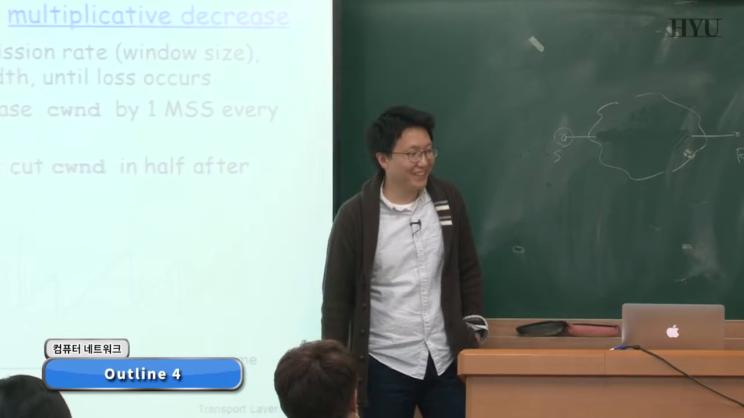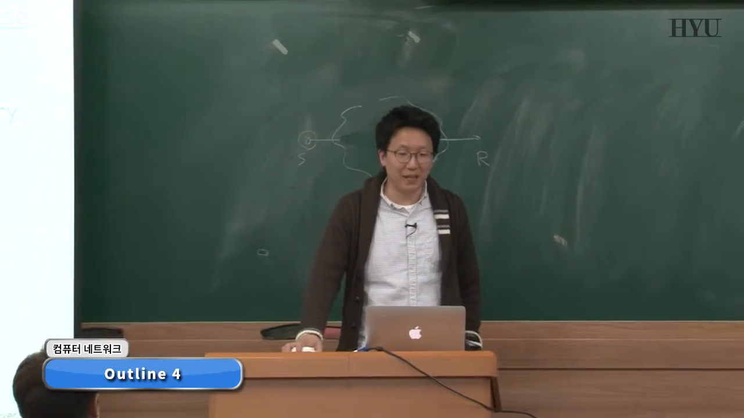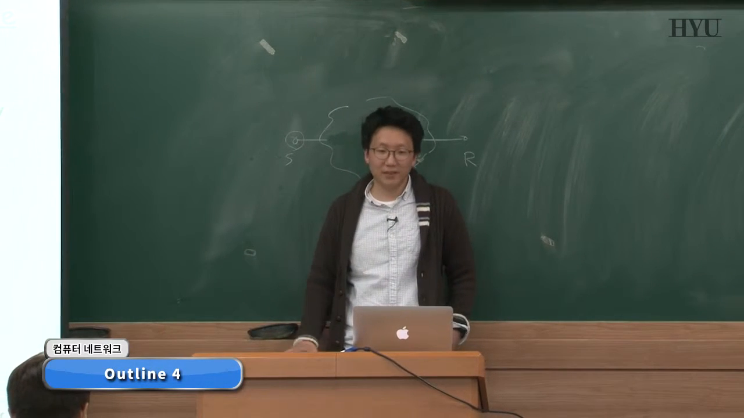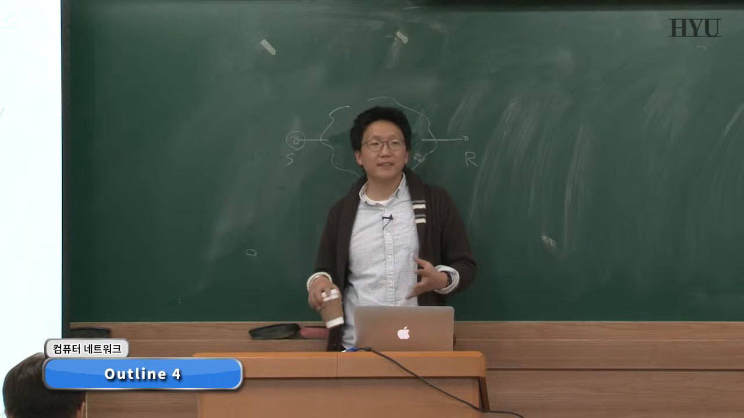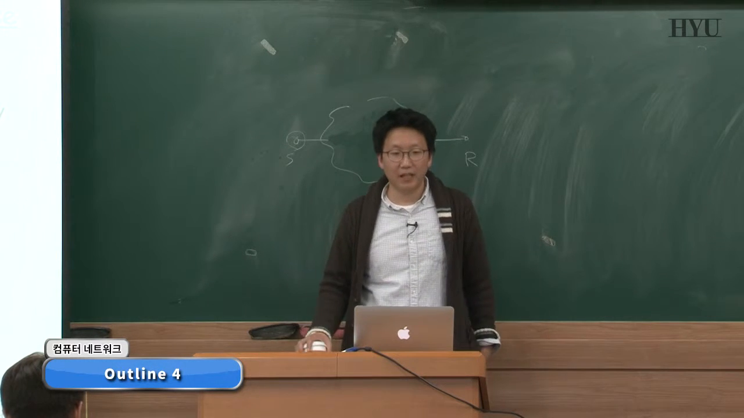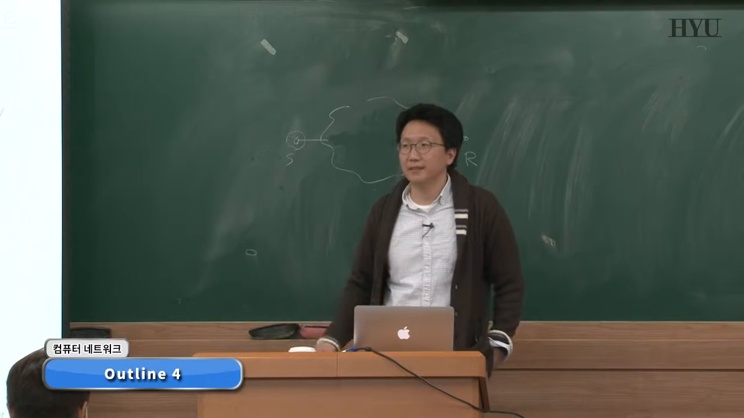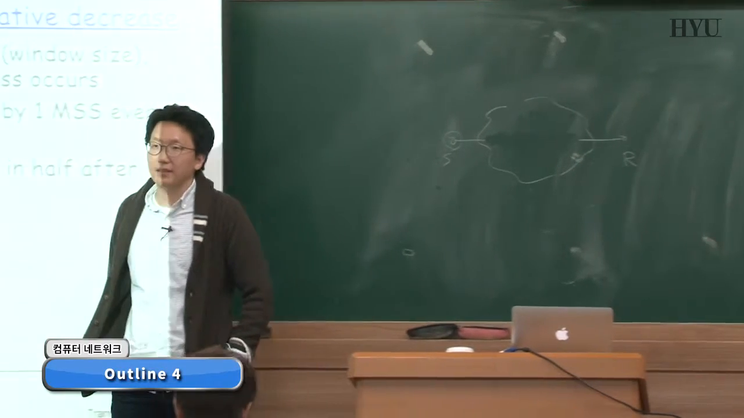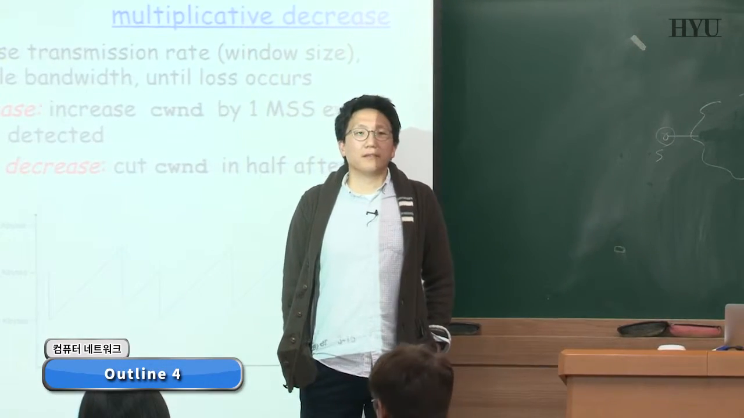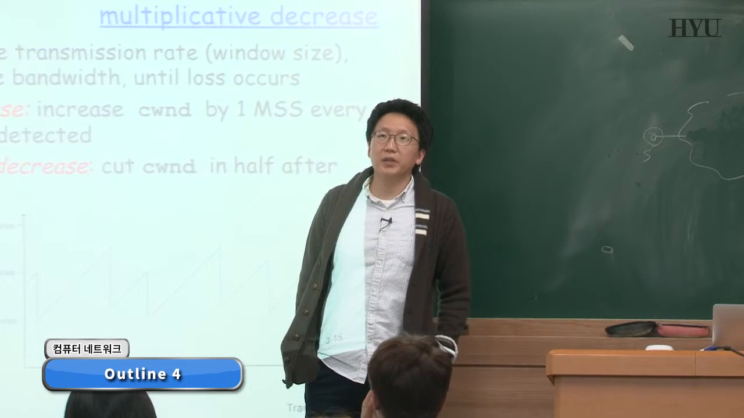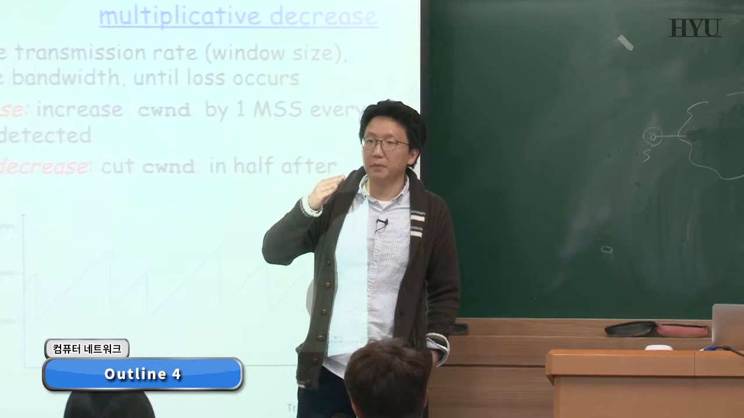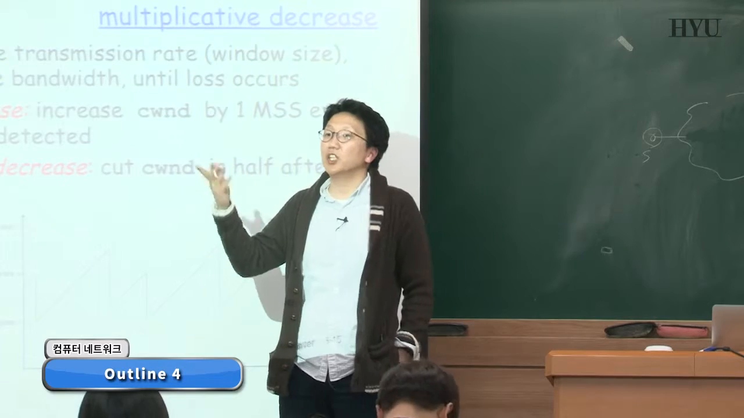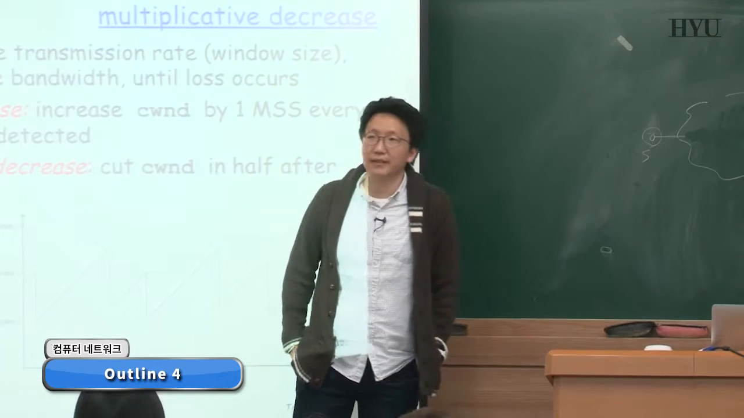Additive increase. Increase the current window size by 1 maximum segment size. So just think of it as window size plus 1. Increase my window size by 1 every RTT until loss is detected. Every time I send a packet, I compute the RTT based on the ACK that I receive. And as long as no loss is happening, I'm going to increase my window size by 1. Start from, I don't know, 4, 5, 6, 7, until my RTT says something is not right.